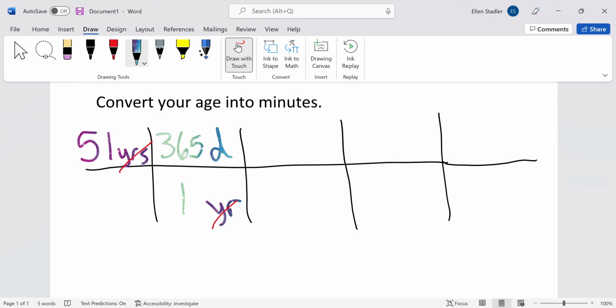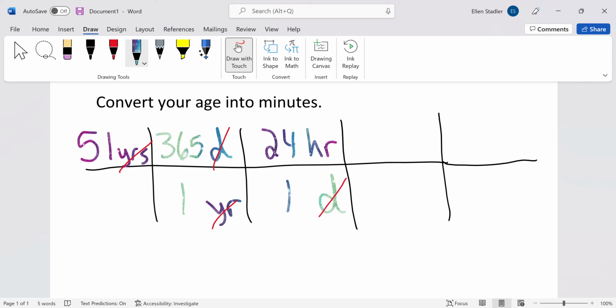Now I'm going to convert days into hours. Since days is on the top, it has to go on the bottom to cancel out with hours on the top. And then I can put the numbers in. I know there's 24 hours in 1 day. So now my days cancel. So I'm getting closer. I'm getting smaller.